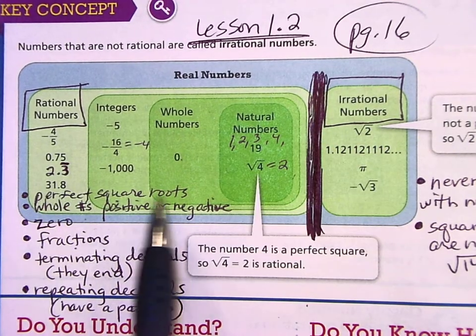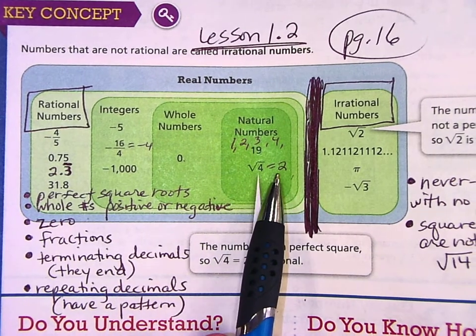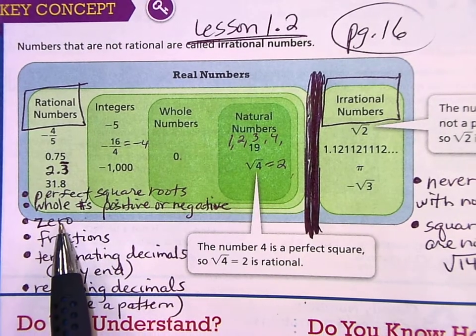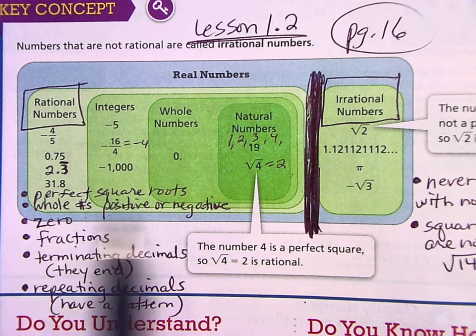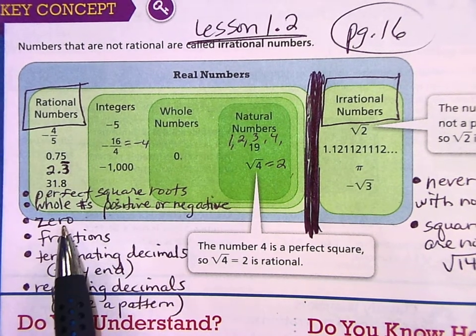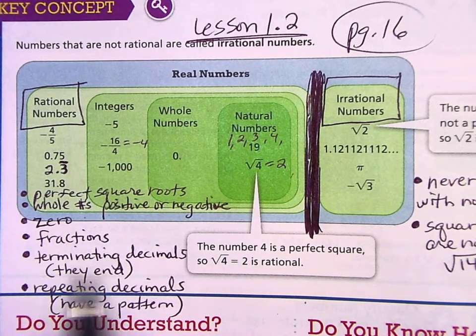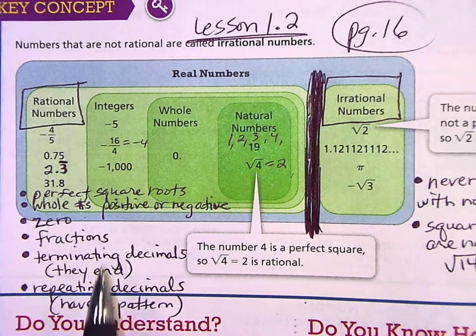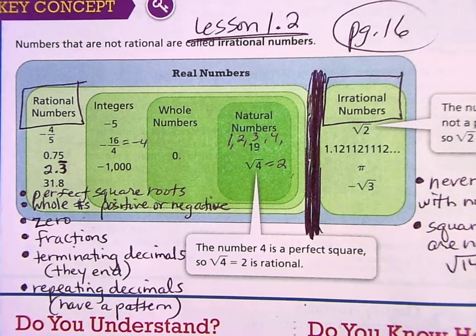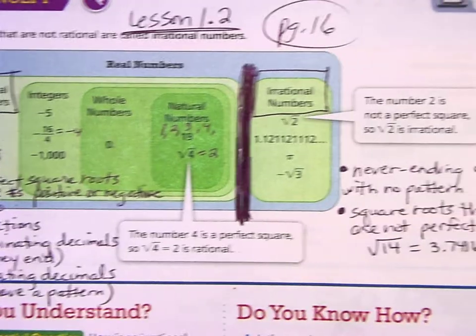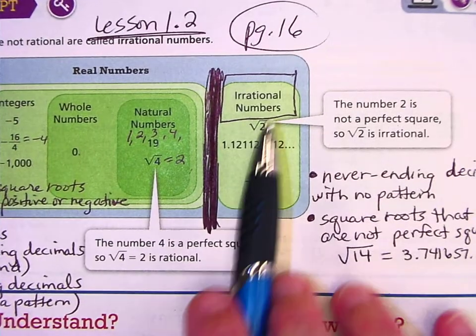So I have perfect square roots. Again, square roots can be solved to a whole number. Then whole numbers, positive or negative, 0, fractions, decimals that end and decimals that repeat, terminating and repeating decimals. Okay, now if numbers don't fall into any of those categories, then they're irrational numbers.